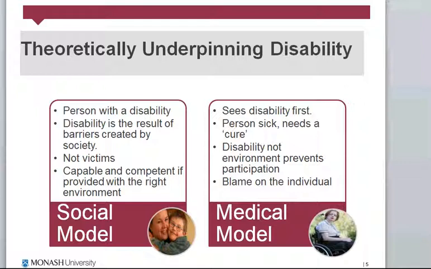And very much a blame on the individual. So rather than seeing that disability might be created through problems with the environment and problems of access, it was really, well, it's this person's fault that they can't engage with society. So things like institutions and institutionalisation of people with disabilities emerged from this medical model approach.